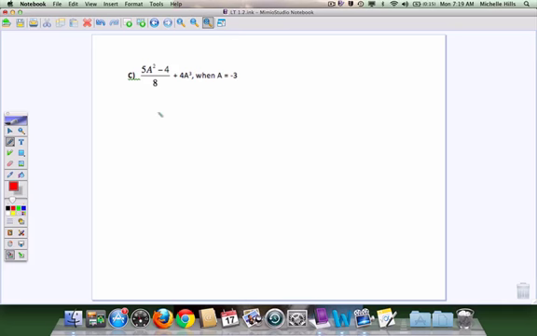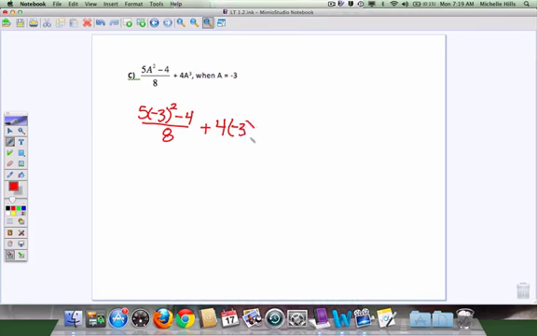And the last one, again, the first step is just to substitute. 5 times negative 3 squared, since it's a negative number raised to an exponent, the negative number has to be in parentheses. And then my minus 4 over 8. Now there's addition after this fraction bar, and then 4 times a, which is negative 3 to the third power.